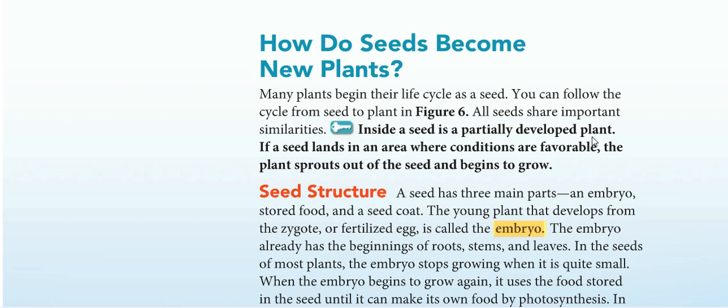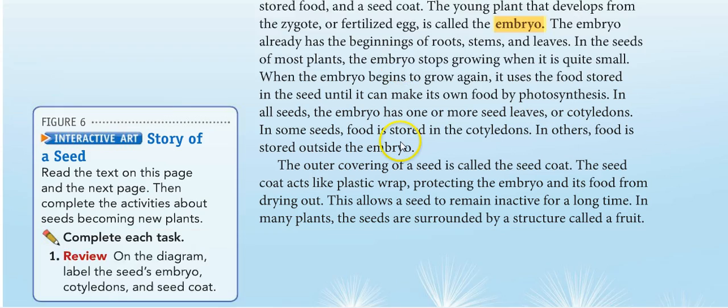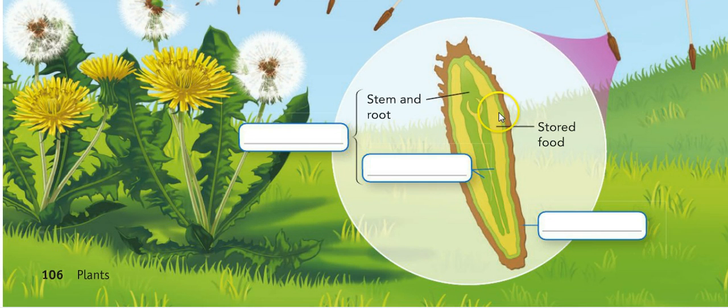And then if that seed lands somewhere where the conditions are just right, then the plant will sprout out of that seed and begin to grow. A seed has three main parts. It has an embryo, it has stored food, and a seed coat. So you can see those down here in this diagram.